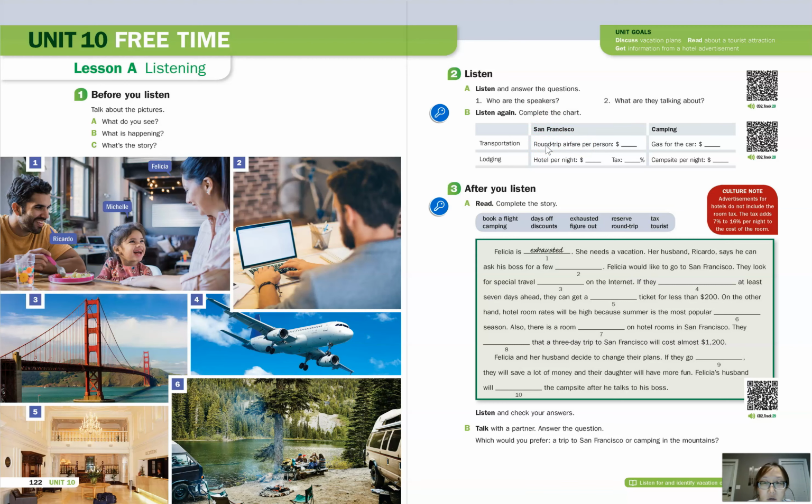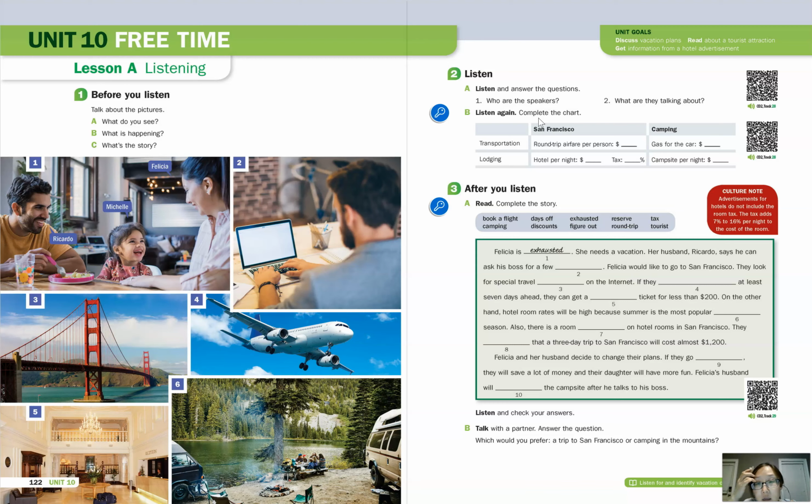Okay, so we can say the airfare will be $200, or you can use this category name and you can say the airfare will be $200 per person, or the round-trip airfare will be $200 per person. Okay, and then how much is the lodging if they go to San Francisco? Okay, or how much will the lodging be if they go to San Francisco?